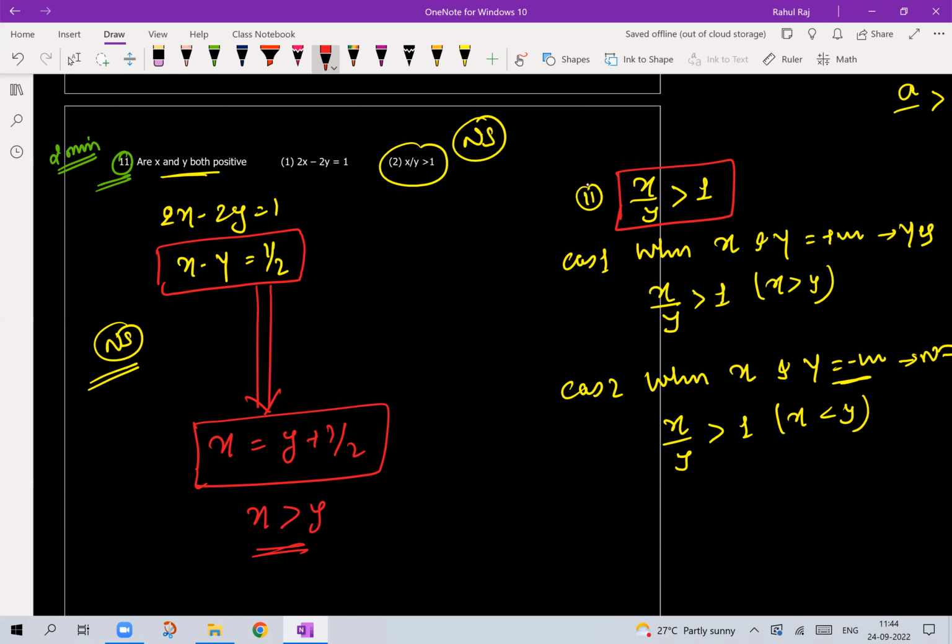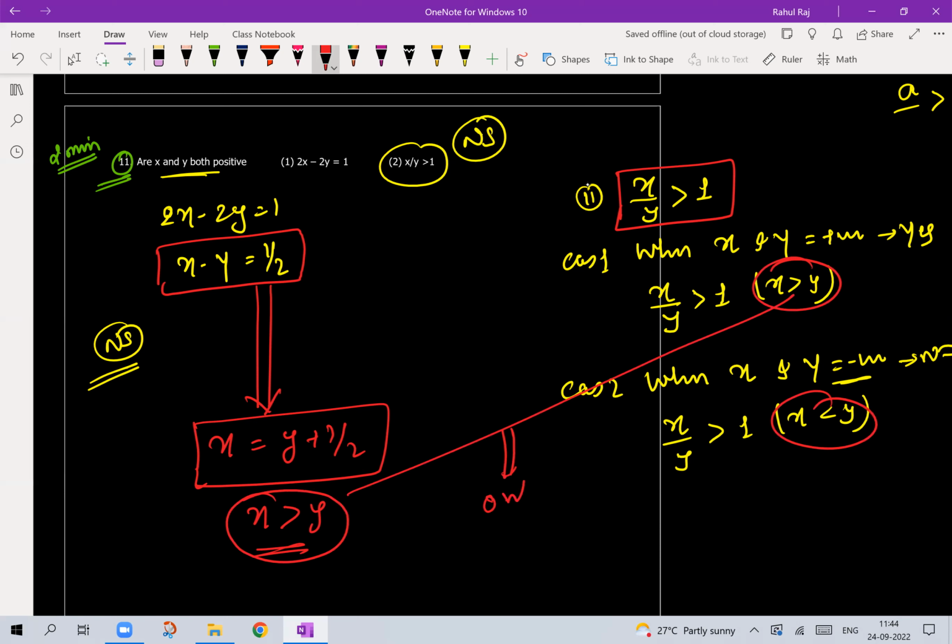Is that very clear? Now x is greater than y in option number 1. In option number 2, what do I have? I have x greater than y also, x less than y also. Common term x greater than y, common term out. And for x greater than y, x and y are positive. So C is my straightforward answer. So this is a logical way to combine it.